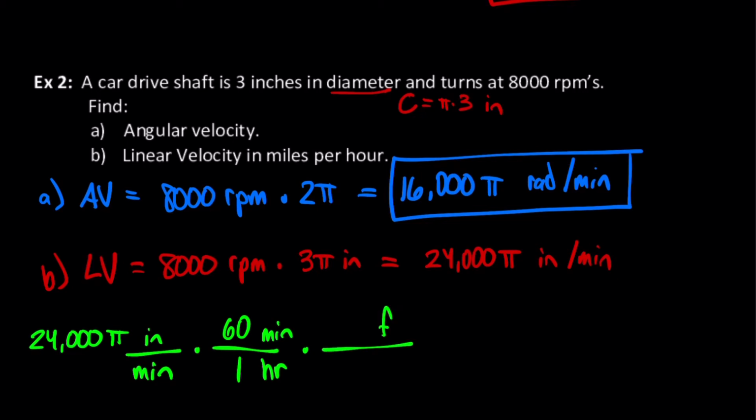Okay, so I've got feet on the top. I've got inches on the bottom. 1 foot is 12 inches. And then finally, I have to convert to miles. So I have miles on the top, feet on the bottom.